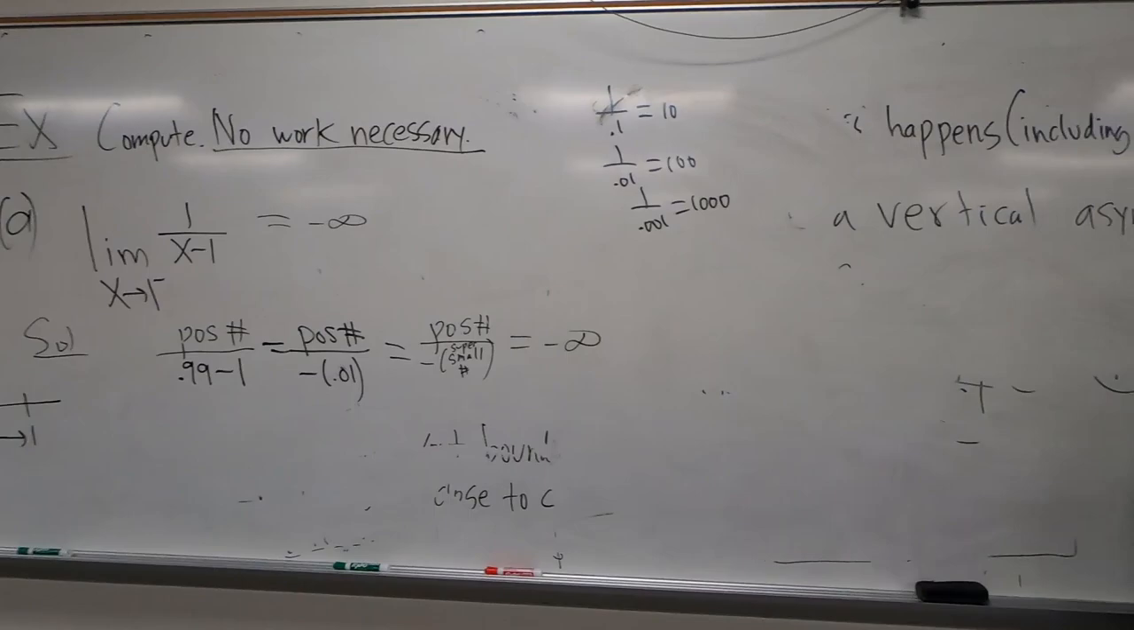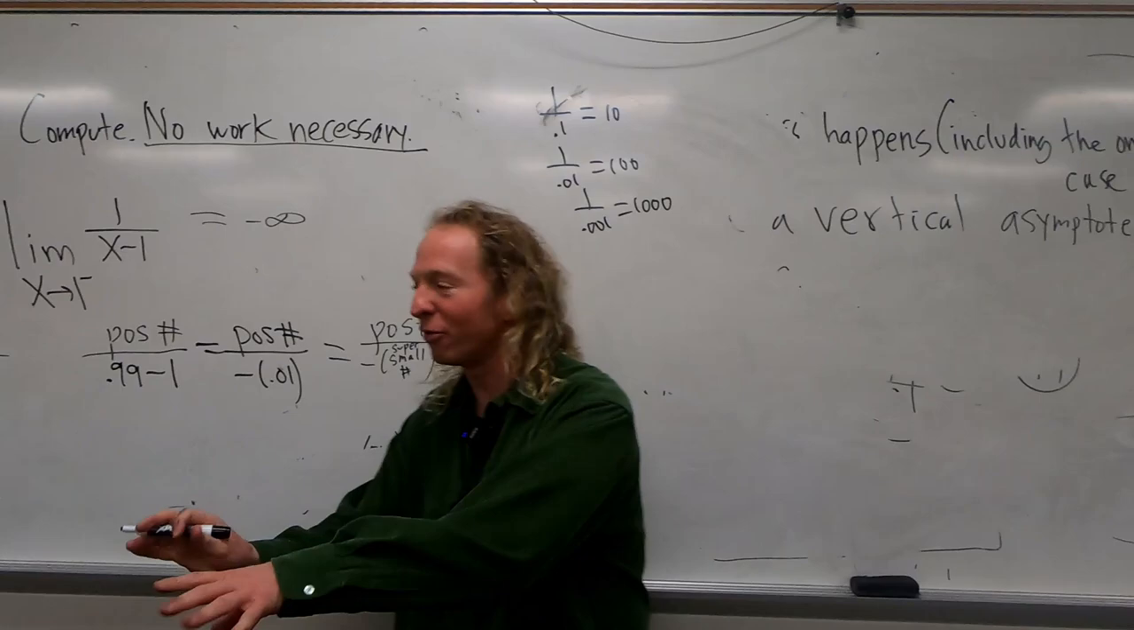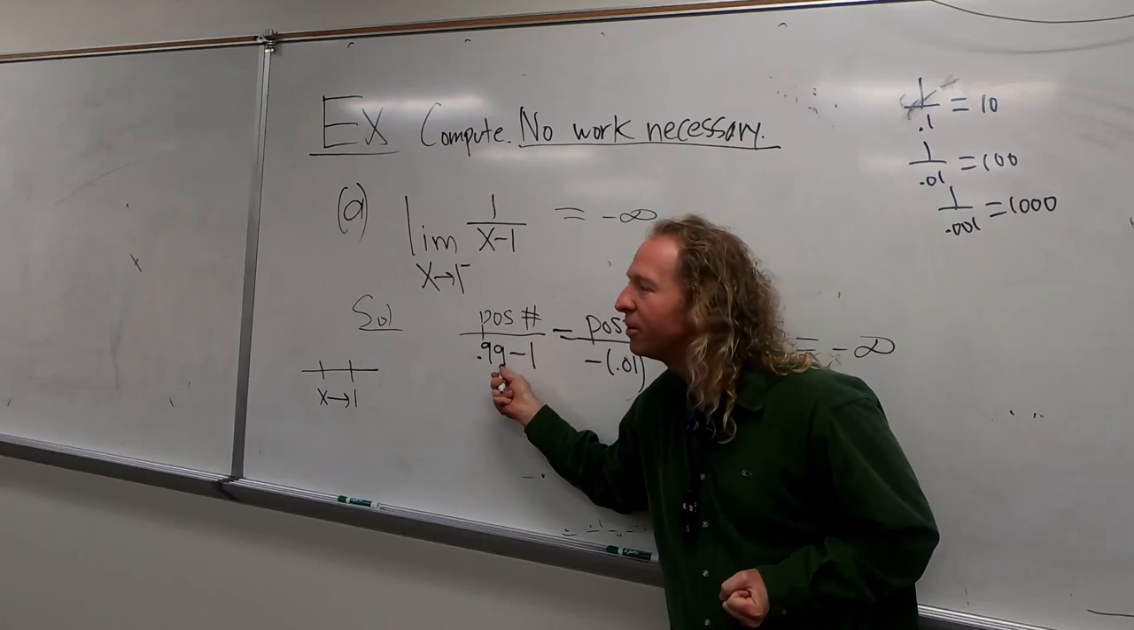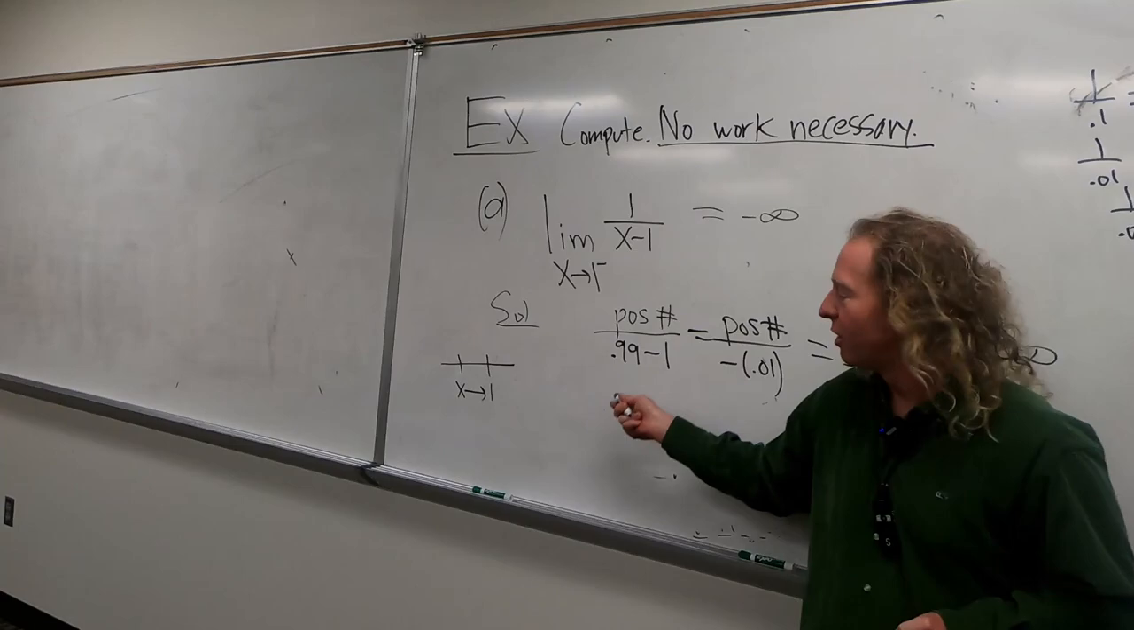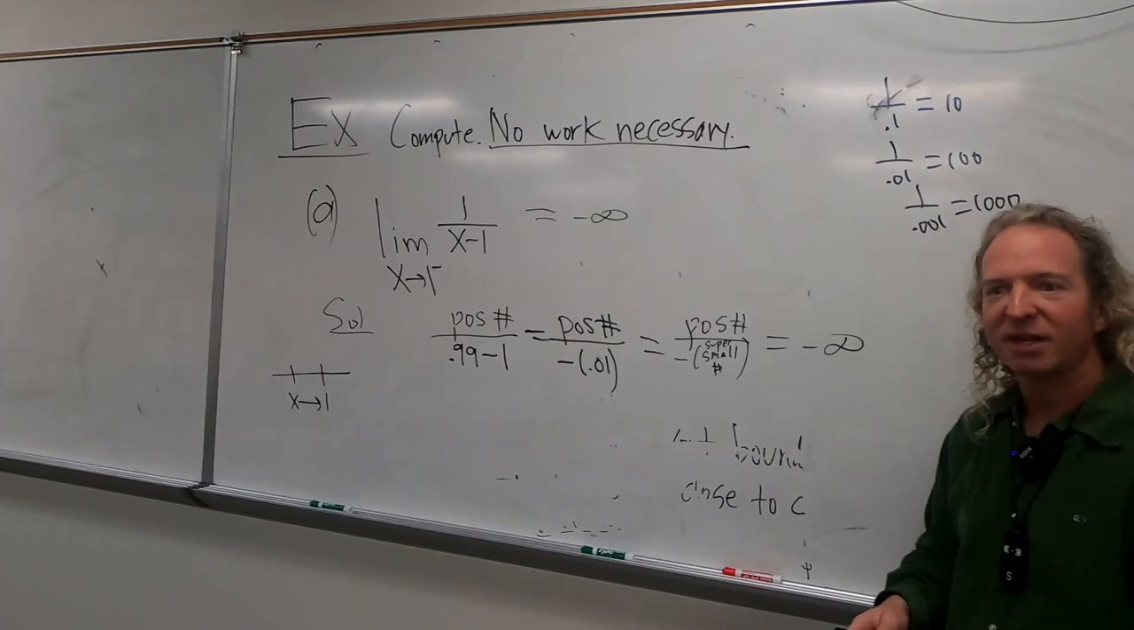Does that make sense? No? A little bit? I'll go over it again. The top is a positive number. Then you take any number you want that's smaller than 1, because it's approaching from the left. Like 0.99, so 0.99 minus 1 is negative 0.01. So you have a positive number over something super small. That's big. Then you have a negative, so it makes it negative infinity. That's it. Let's do another one. We're just going to keep doing these until you get it.